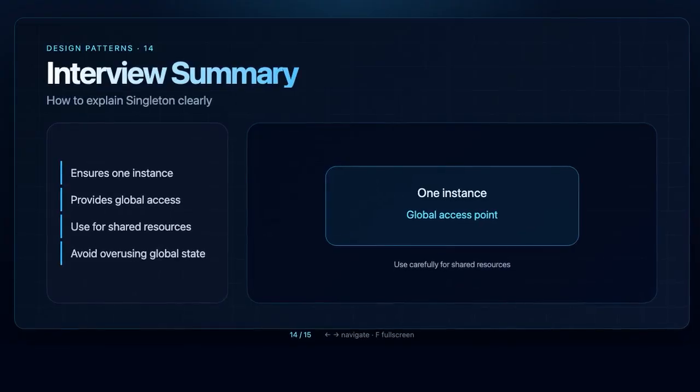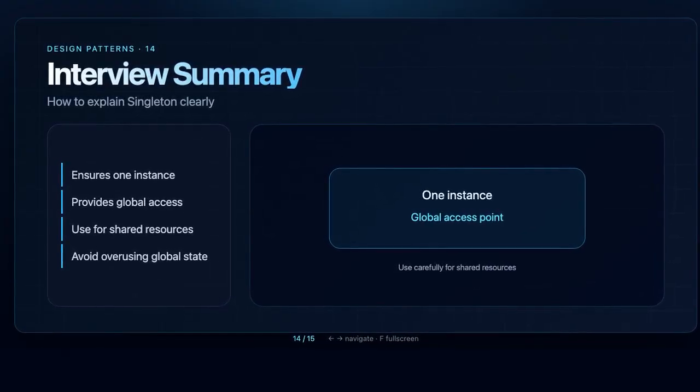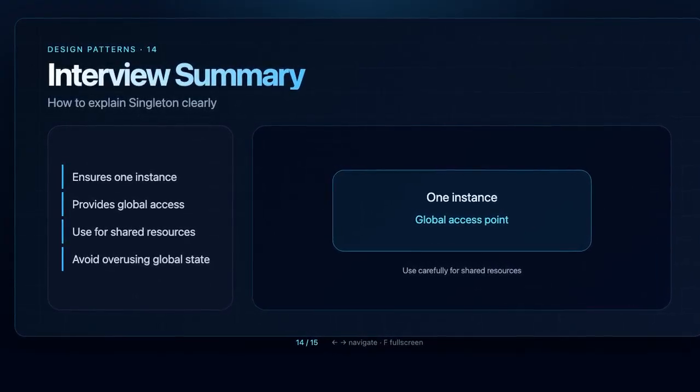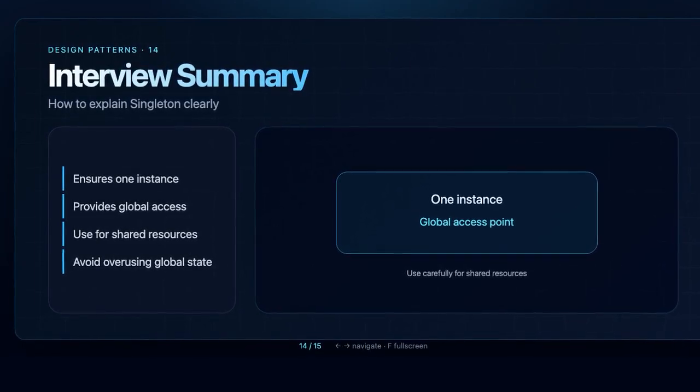In an interview, you can say, "Singleton ensures only one instance of a class exists and provides a global access point to it. Use it for shared resources like logging, configuration, cache, or connection managers, but avoid overusing it because it can introduce global state, tight coupling, and testing challenges." A strong interview answer also mentions alternatives. Sometimes dependency injection is better because it provides shared access without hard-coding global state into the class itself.